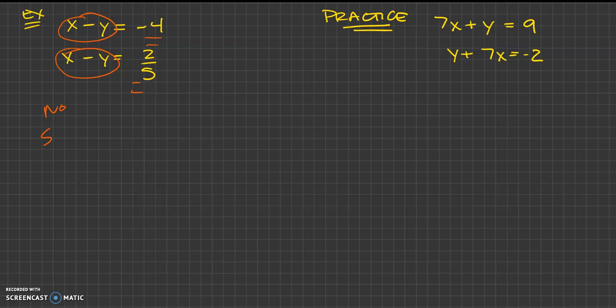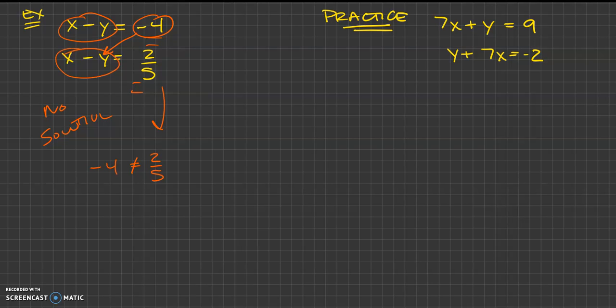Well, that's no solution. Because think about it. If x minus y equals negative 4, then I could rewrite this as negative 4 equals 2/5, right? I just substitute the negative 4 in for this, but negative 4 does not equal 2/5, and therefore it is no solution. Okay, go ahead and pause the video and try the practice problem.